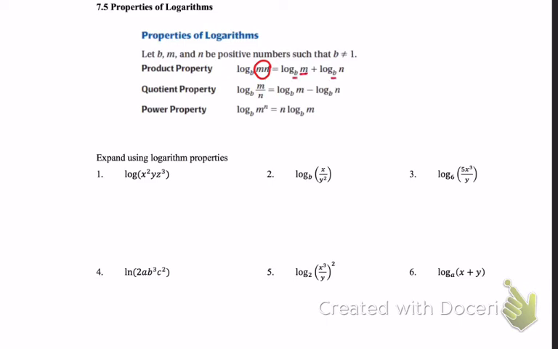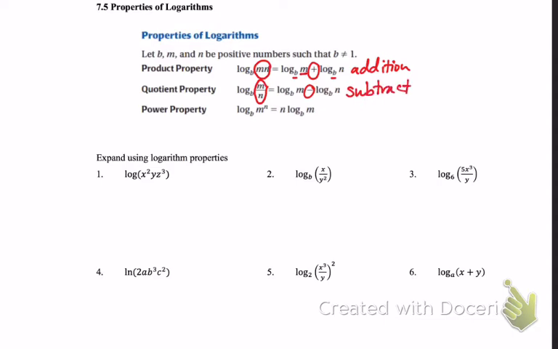So let's say we had log base b of mn. I could split that up to be log of m plus log of n. So if they are multiplied by each other, then you're going to add. They'll be separated by addition. And if you have a quotient property, so like m divided by n, they're going to be separated by subtraction.